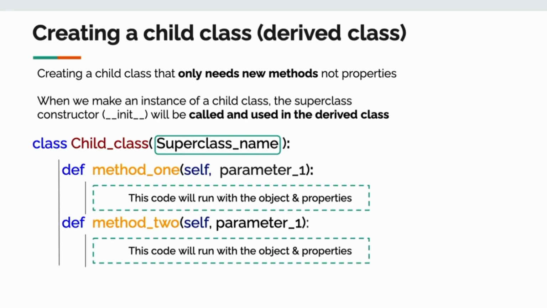Here's the first route. You create a class and you can name it anything you want. Inside the parentheses, here is where you put the name of the class you want to inherit. And then you can go forward and create all the methods you want to create, just like you normally would. Remember, a method is a function in a class, and a property is a variable in a class. If you inherit a class, you can use all that class's properties as well as their methods.